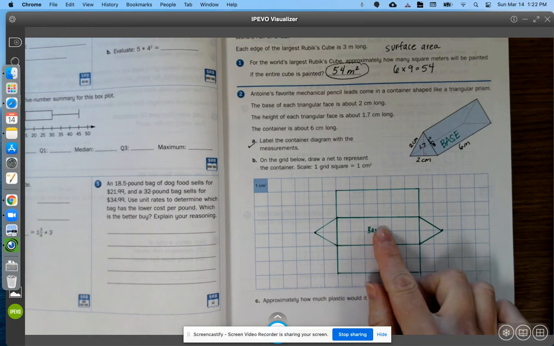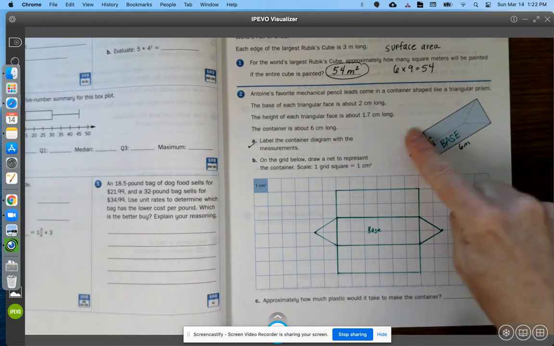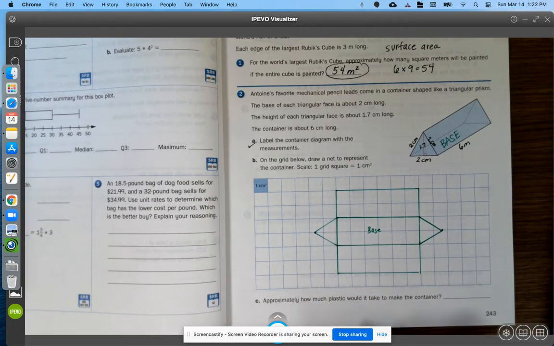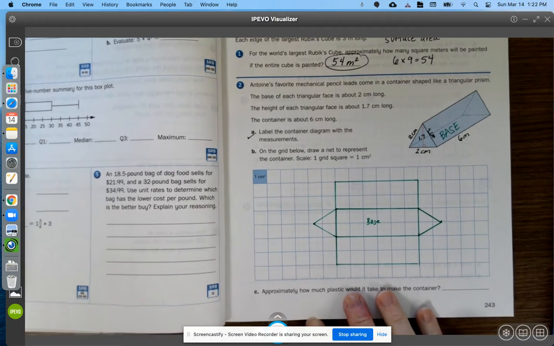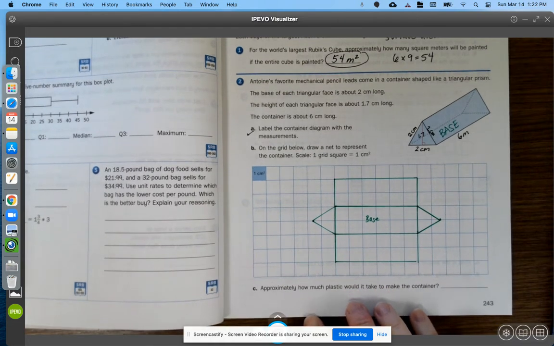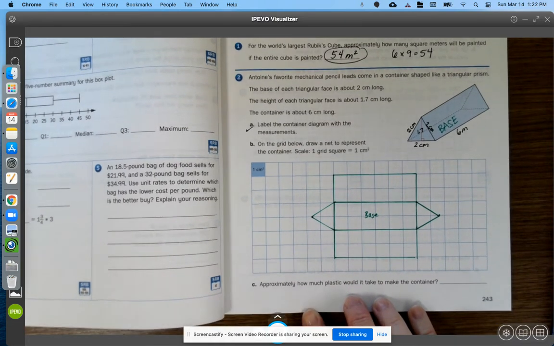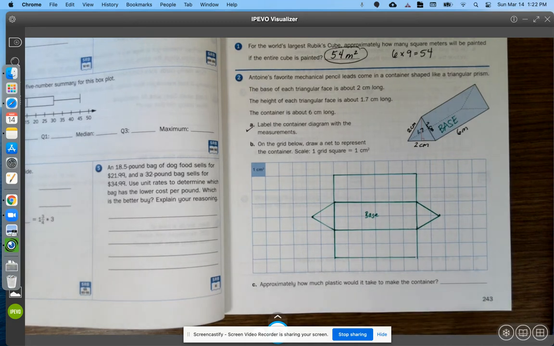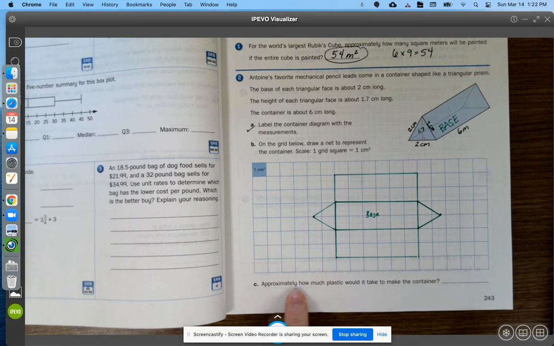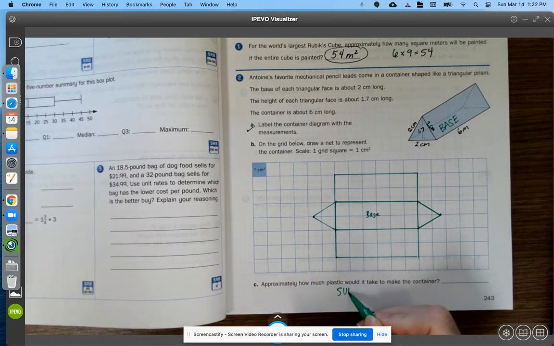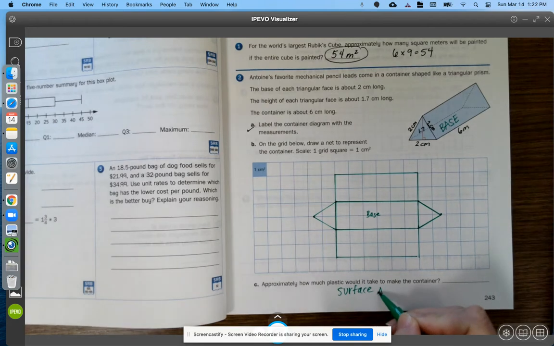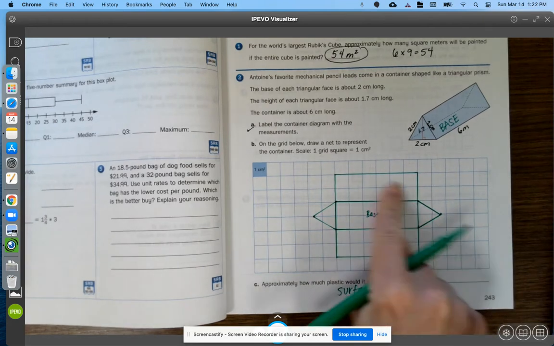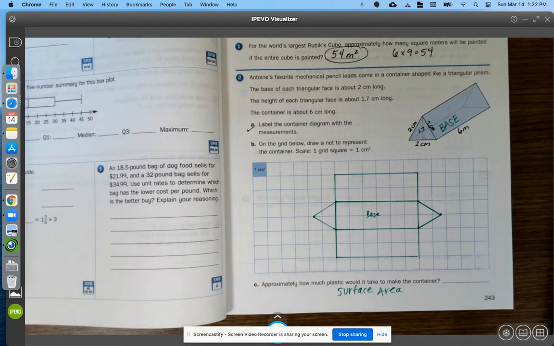So you can kind of see the base, and we just kind of unfolded the two sides, and then we folded down the two triangles. If you need to pause your video to go ahead and capture that, you can get it drawn. If yours is ready with mine, we're going to move on with question C. So C says, approximately how much plastic would it take to make this? And again, this is a surface area question. And so we're going to use our net to figure out our surface area.